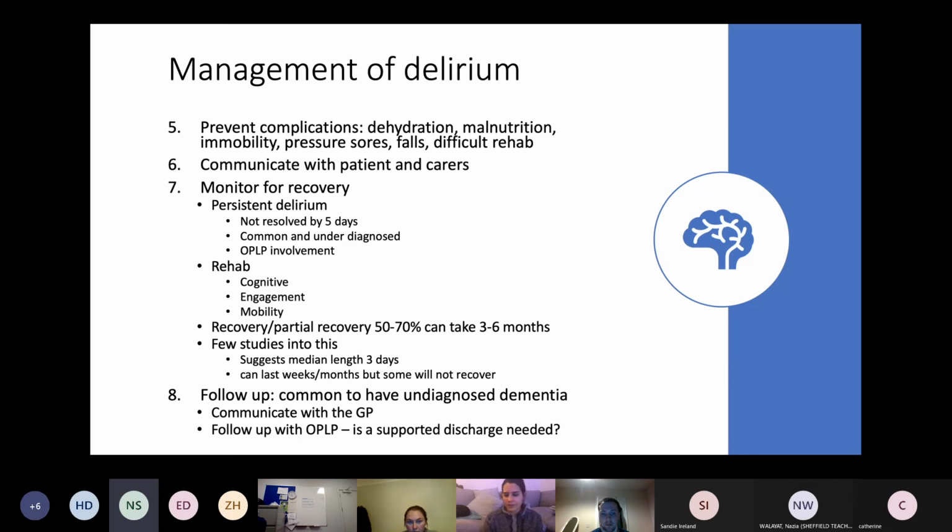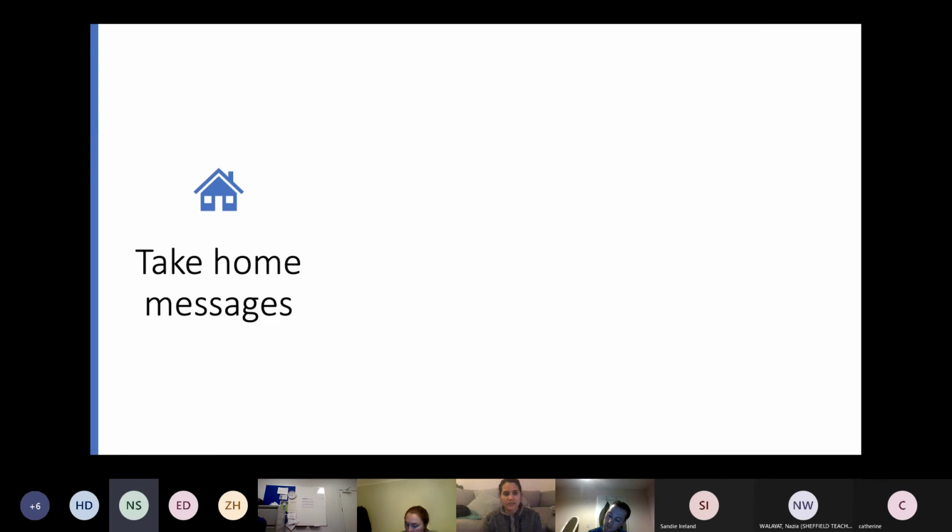And then follow up, because a lot of people may have an underlying dementia, so ensure that it's communicated to the GP, and then also follow up with old age psych liaison, in particular for supported discharge if needed.